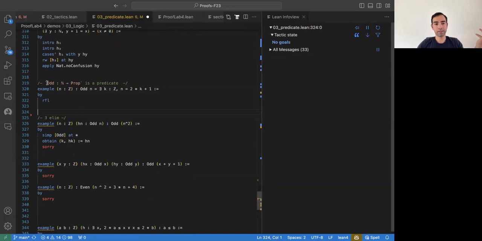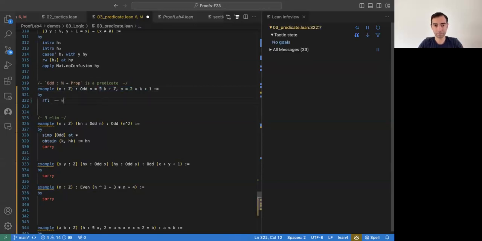What it says is that we are trying to show that n being odd as a proposition is the same thing as there exists an integer k such that n is 2k plus 1. I wrote rfl, and rfl works simply because the predicate odd is defined in such a way that the left part and the right part are exactly the same. So this would work by reflexivity.